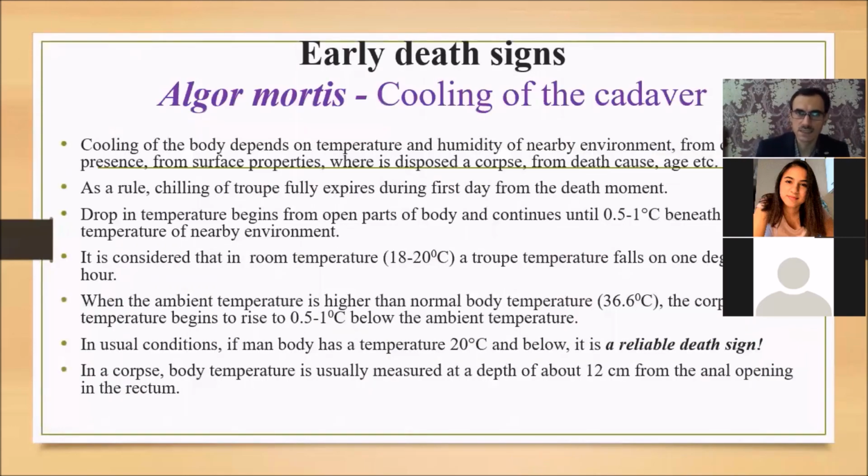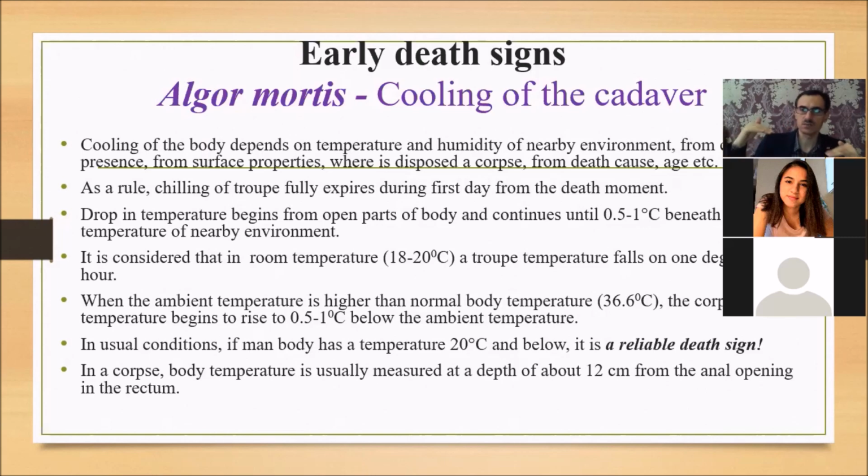The second early death sign is algor mortis, the cooling of the cadaver, because, as we said, after death the body becomes a physical substance, and the temperature depends on the environmental temperature. If the environmental temperature is lower than our body temperature, 36.6, the corpse temperature begins to fall, about 1 degree per hour.